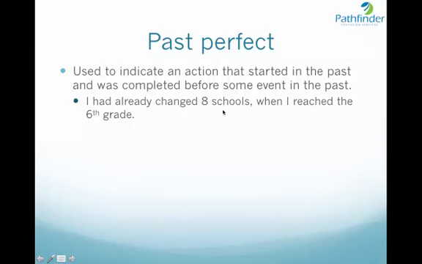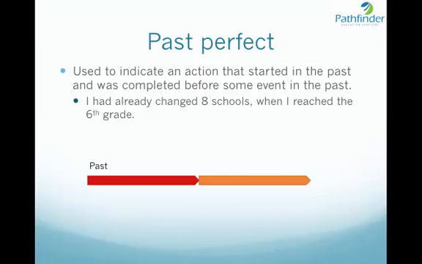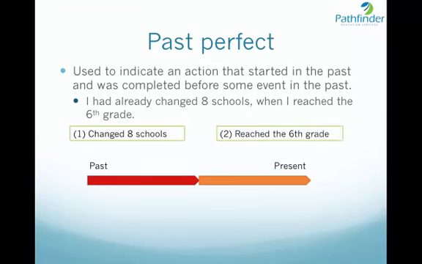So here, when nothing else indicates the sequence of events, we use the past perfect to indicate which action happened before. Let us represent this on the timeline. So past and present. We have two actions in the past, changed 8 schools, this was the first action, and reached the 6th grade, this is the second action. Both happened in the past. So we reached the 6th grade after I changed 8 schools. So the presence of past perfect indicates that the action of changing schools happened before reaching the 6th grade.